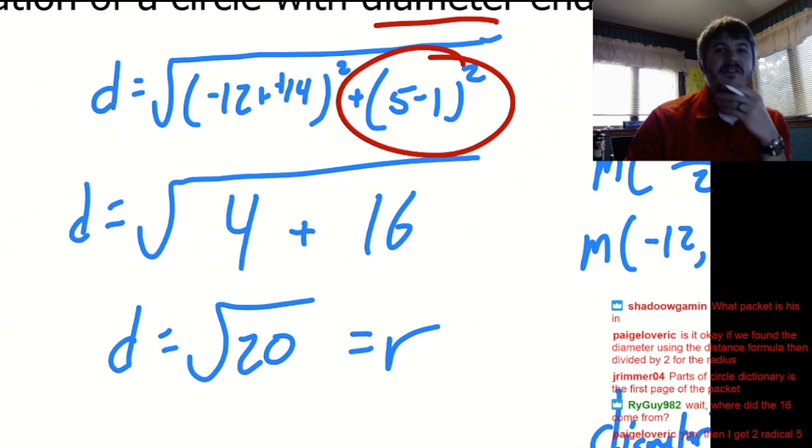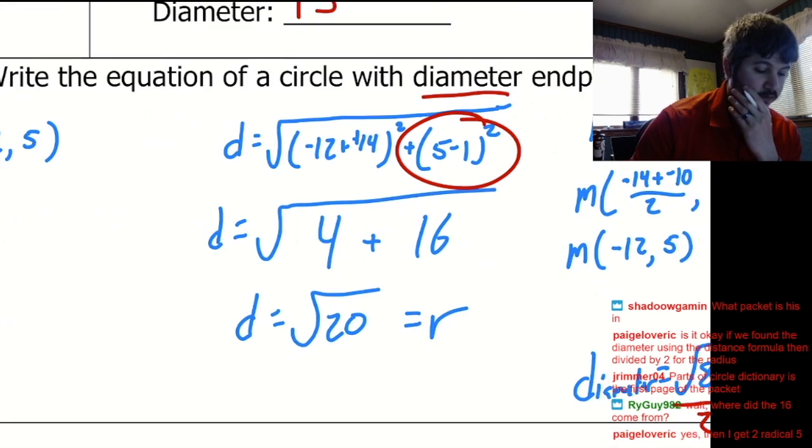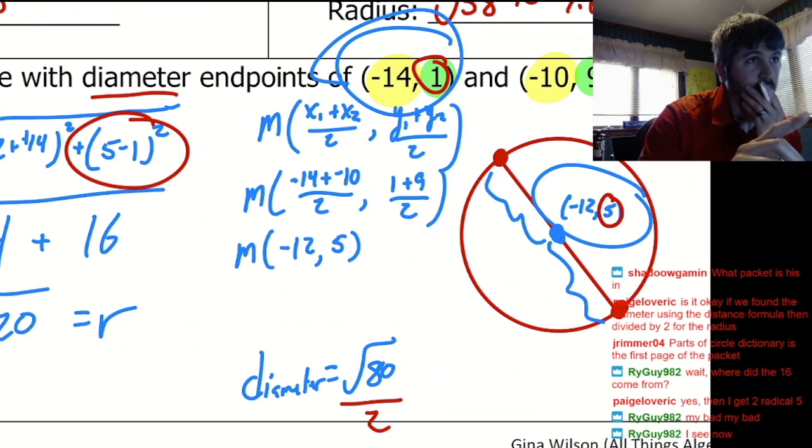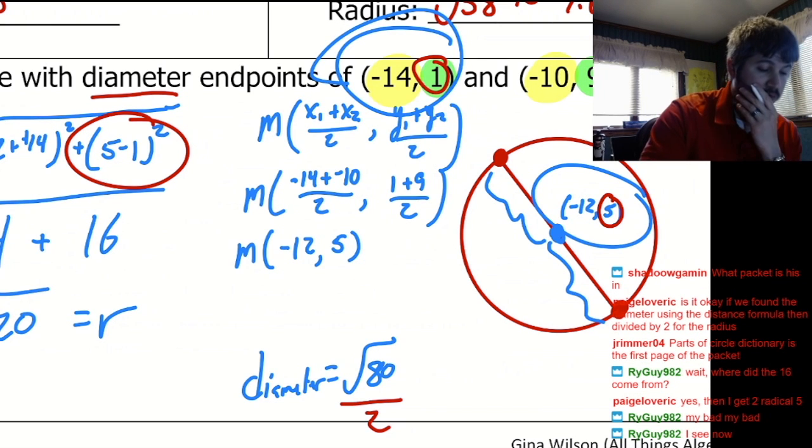I got it from here. The 5 minus 1 from my distance formula. Let me double check. Yep, the 5 is the y coordinate. 1 is y coordinate. So I did 5 minus 1. That was 4. 4 squared was 16.